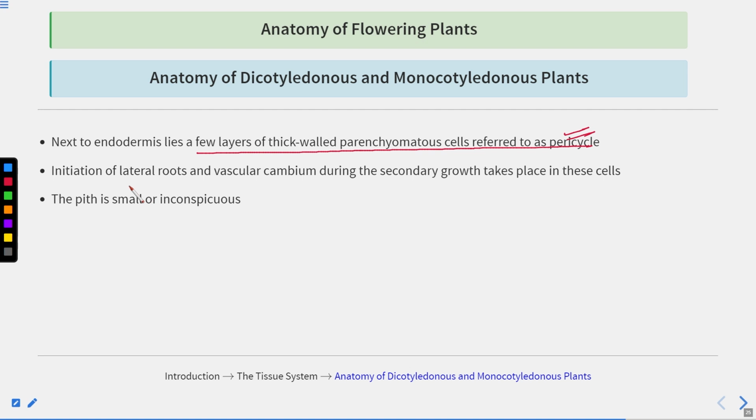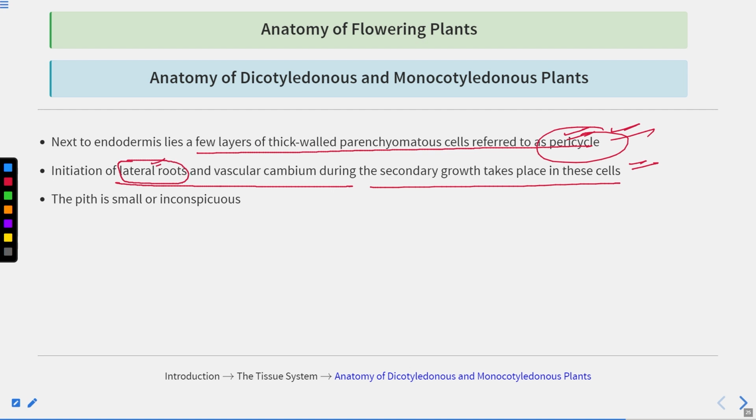Now the initiation of the lateral roots and of the vascular cambium during secondary growth take place in these cells. So the pericycle is very important, right? Lateral roots, many secondary roots, come out. Root hairs come from the epiblema cells, that is the modification of the epidermis, right? But the lateral roots come from the pericycle region, and it also makes the vascular cambium during secondary growth.